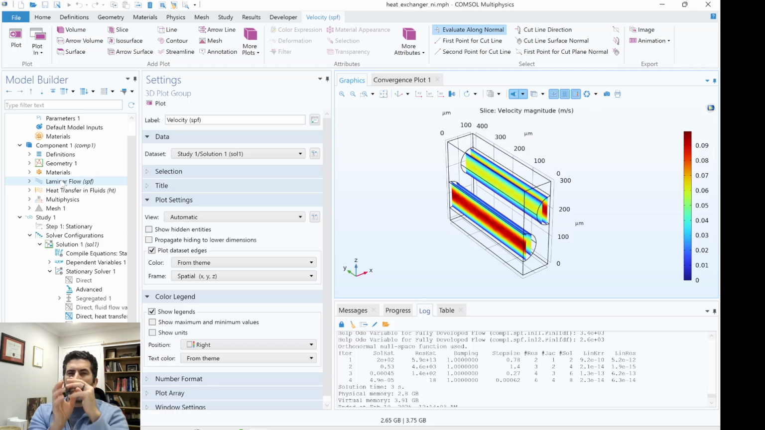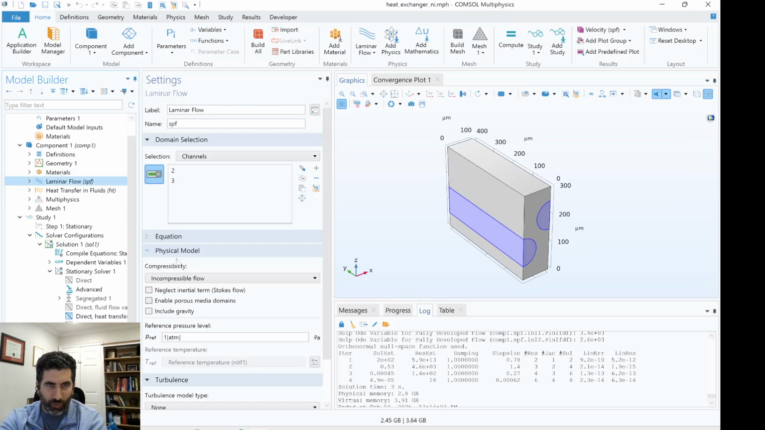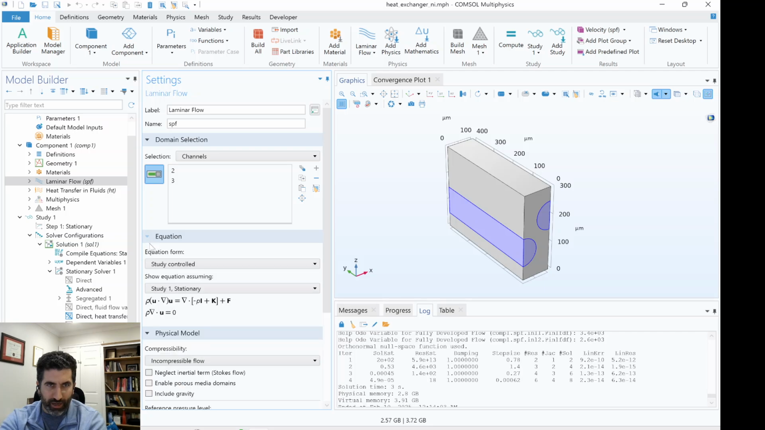But the phenomenon itself relaxes so fast that it may as well be steady state. We talked about this before, but I'm just going to show you where it is here. If you go under the physics mode and equation form, here you're going to see that it's study controlled. If you go to study, it says stationary, so guess what? It's going to be stationary.